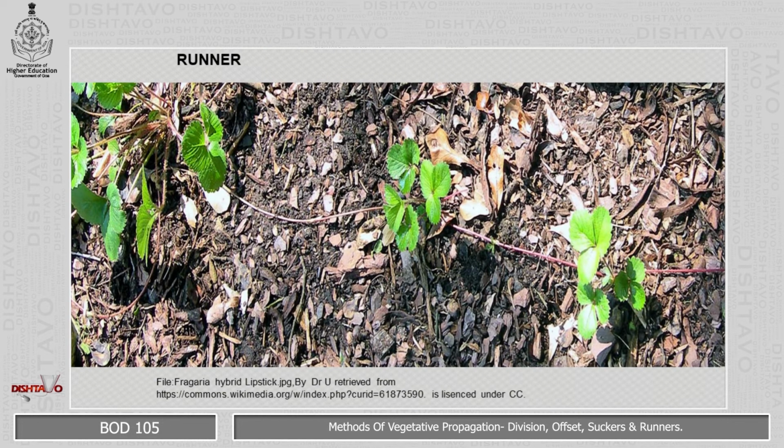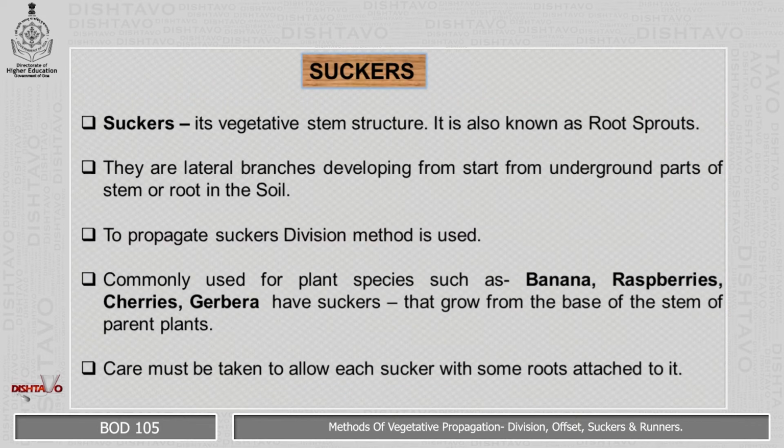Now this is a picture. You can clearly see the runner. You can see the main plant, and then at the nodal region you can see new plants where vertical branches are raised. Next we have suckers.